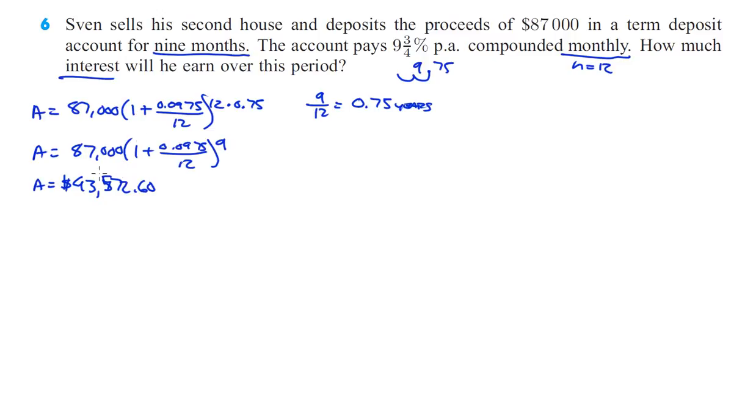Okay, but now again they ask for the interest, so we got to take our 93,572.60 and subtract the original investment of 87,000 to see what kind of interest he ends up earning, right? So there's that. Borrow 1 from there, and we get 7 from 13. He's going to end up making $6,572.60. All right? Okay.